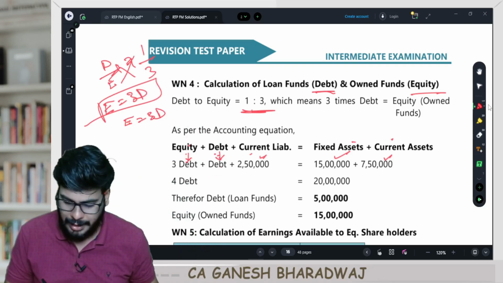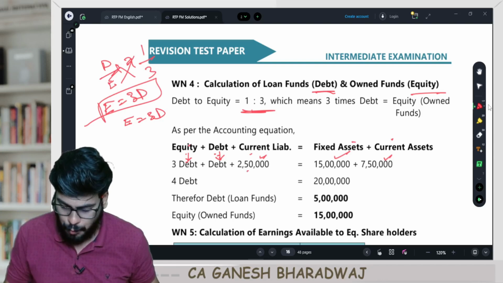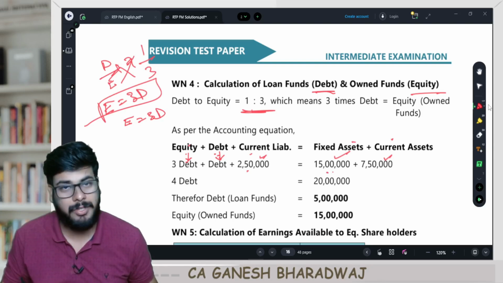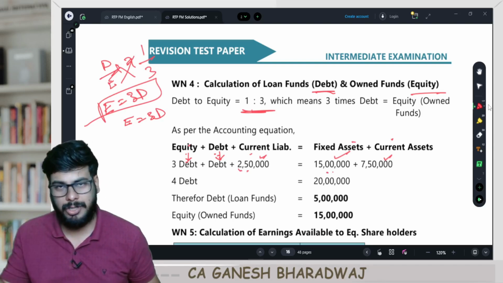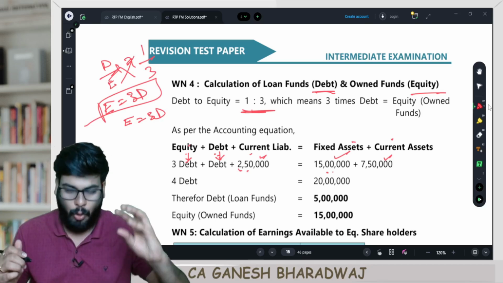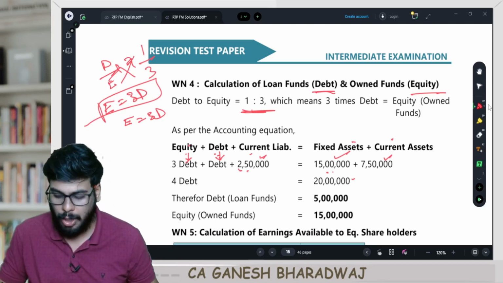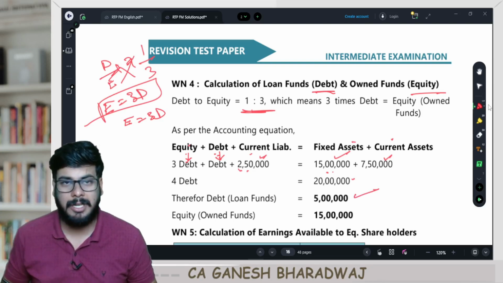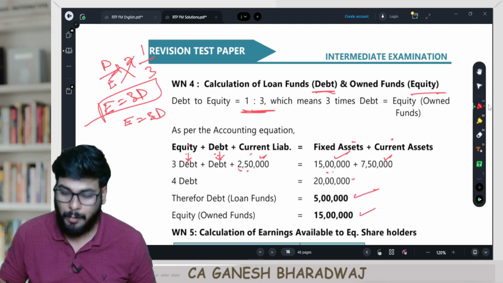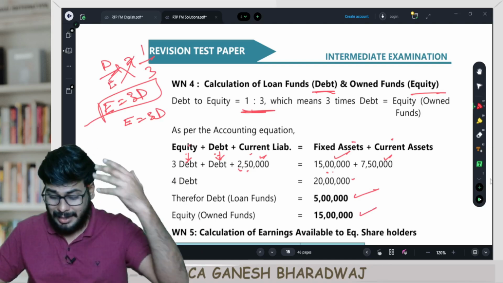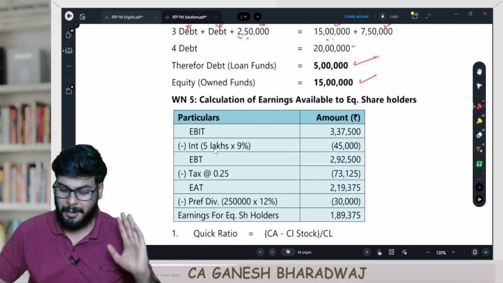So 4 debt plus 2.5 lakhs is equal to fixed asset plus current assets, that is 15 plus 7.5, which is 22.5. So this 2.5 goes to the other side, minus 2.5. So overall 4 times debt is equal to 20 lakhs, or debt is equal to what? 20 by 4, it's going to be 5 lakh rupees, right? So the equity component is going to be how much? 15 lakh rupees, because it is 3 times debt. Are you clear with this? With this, this one is also over, and it's pretty much straightforward.